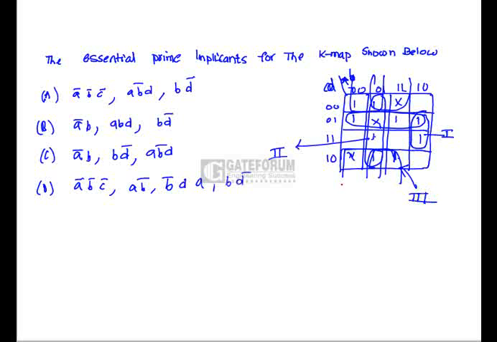So if we write the expression for the prime implicant shown in 1, that is D A B bar. For the second prime implicant, A bar B. For the third prime implicant, which is D bar, again B. So it is A B bar D and B D bar A bar B. Hence option C is correct.